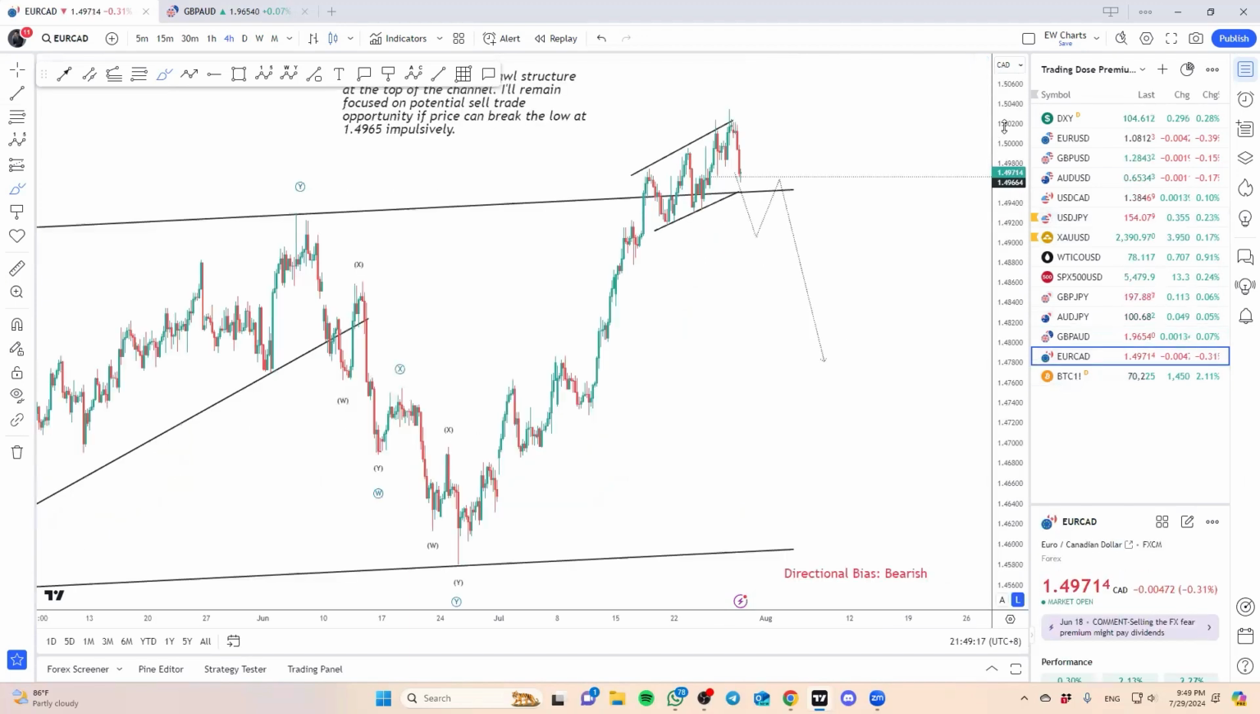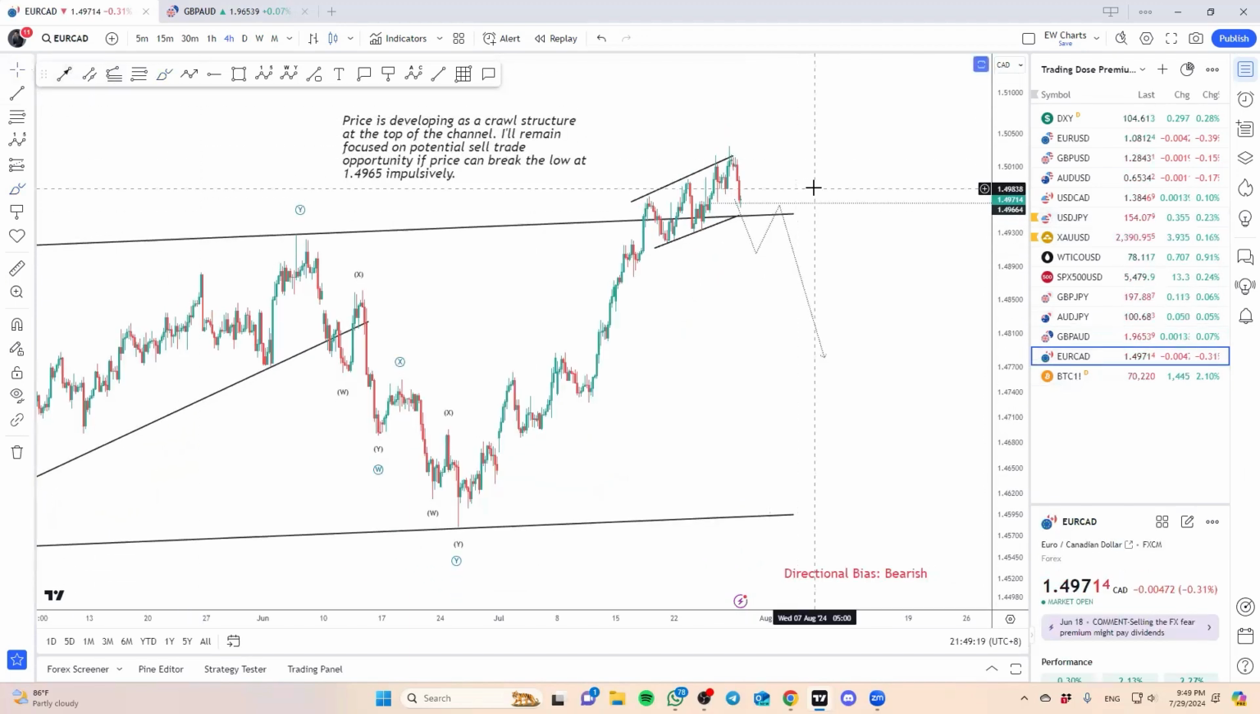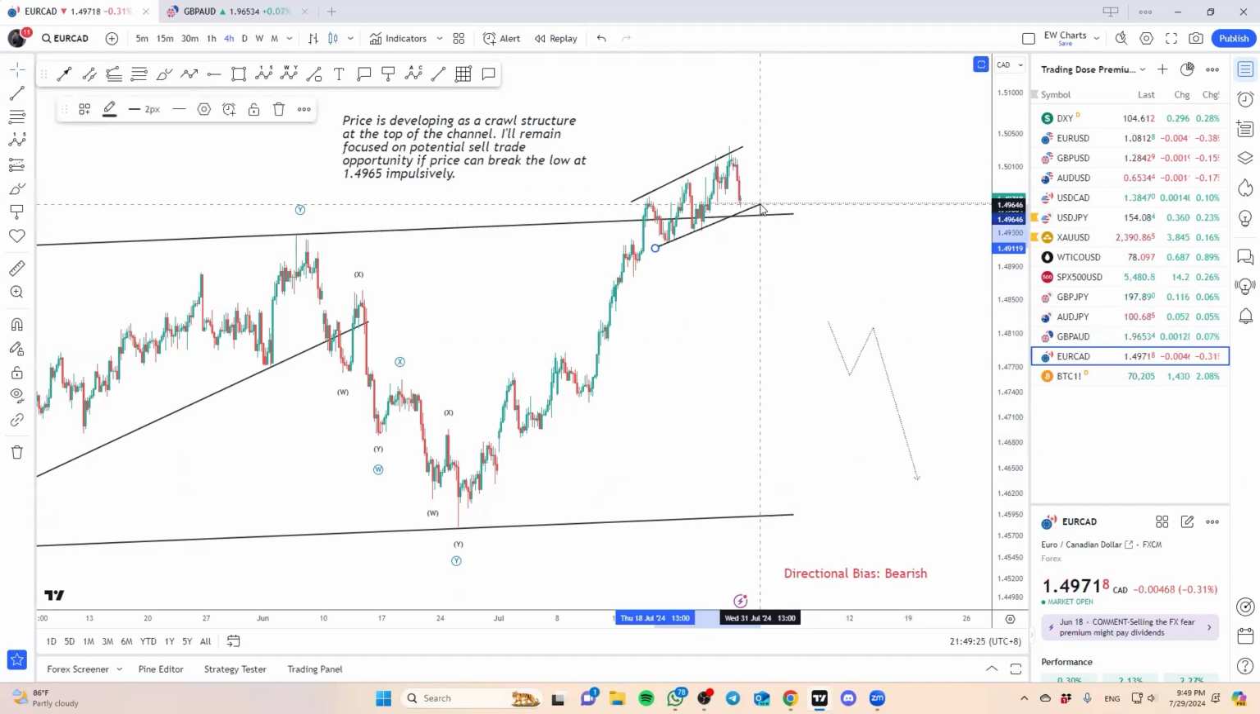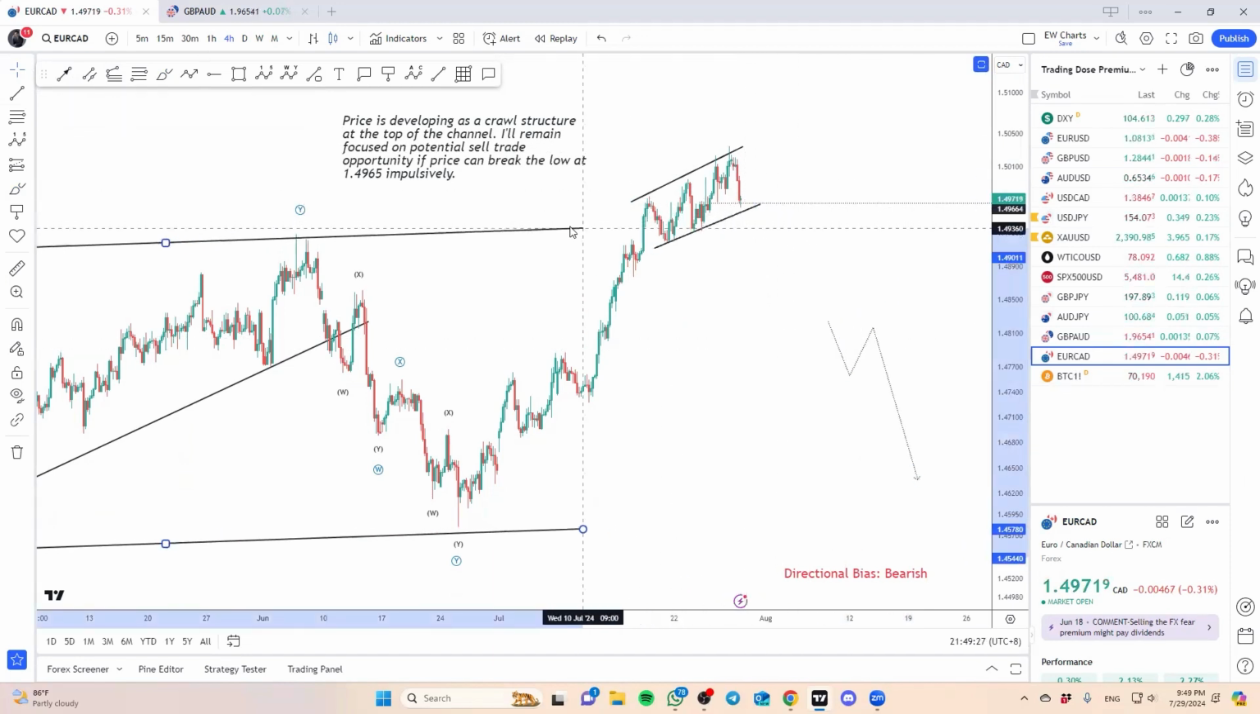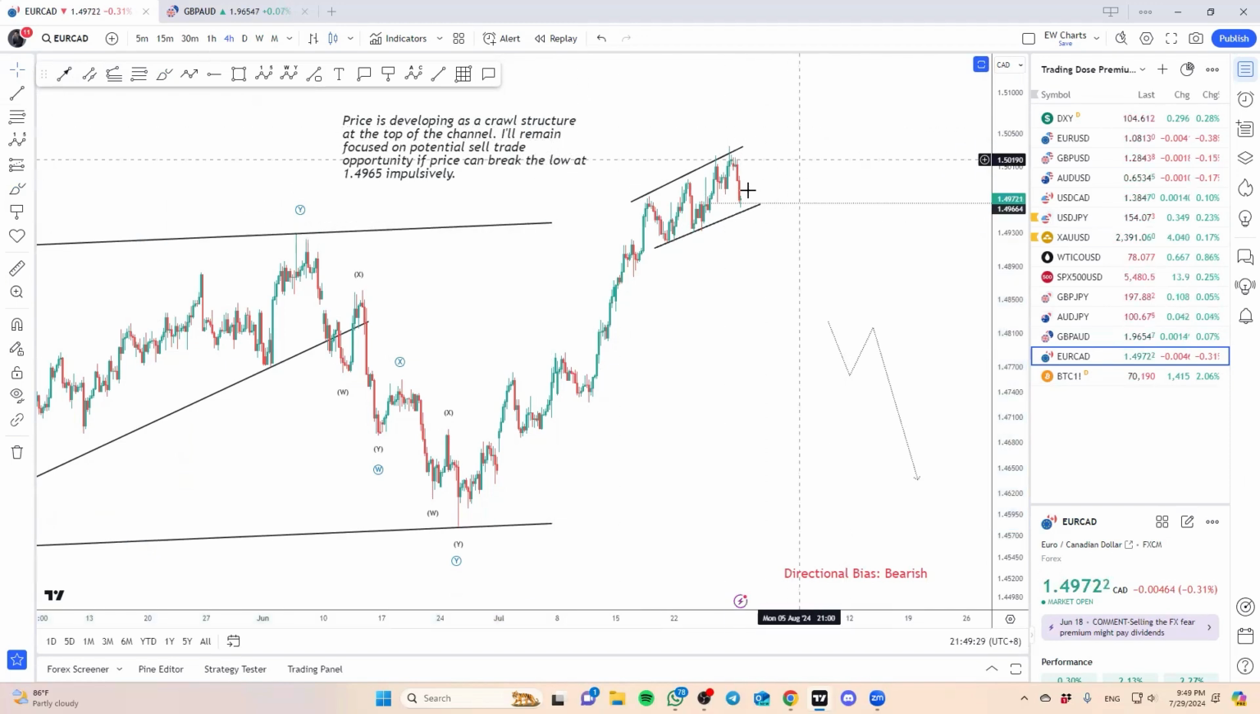Euro Canadian, definitely focusing on the sell side of things. Last week, actually, I was already anticipating that, looking for that potential move to the downside. But it took a little bit more time to develop, but I think right now it's quite clear. Definitely my bias here is bearish. I'll be more inclined to look for sell trade opportunities instead of buying.